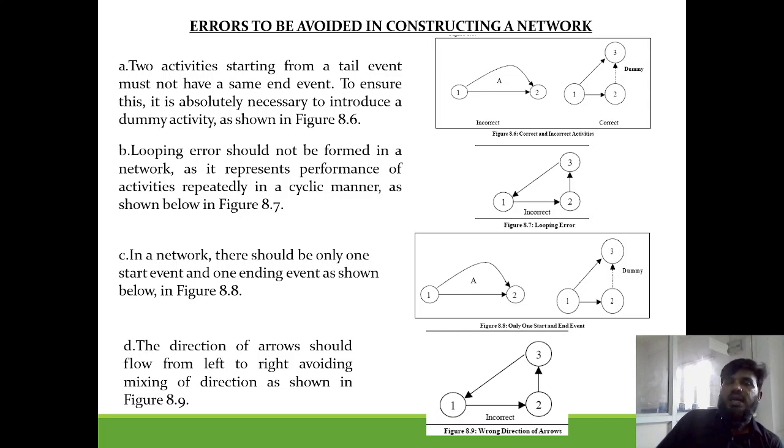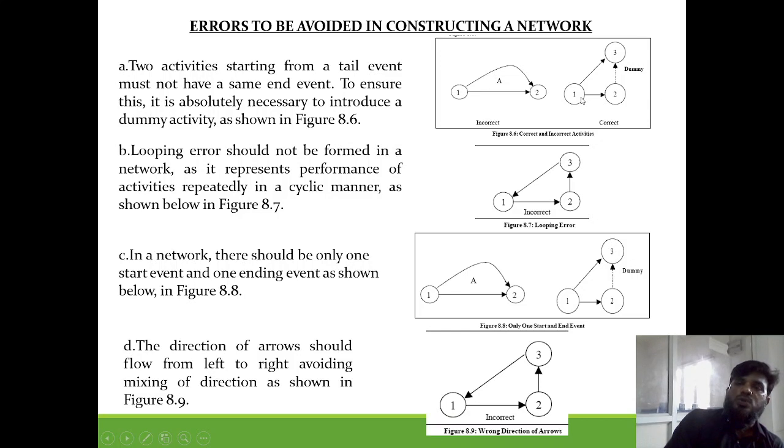Okay, the two activities. What are the errors which students generally make in drawing the networks? First thing is, two activities should not start at the same point and should not end at the same point, meaning these are the same events. Both events having two paths, the first path is this, the second is this. It should never happen.